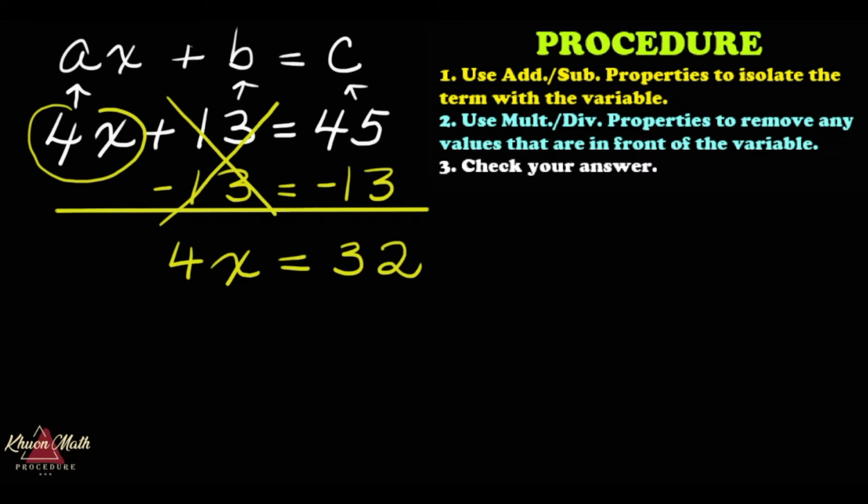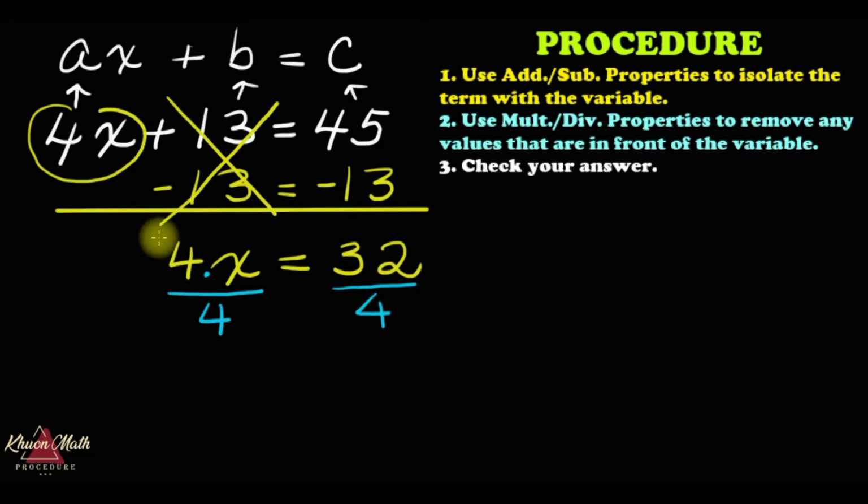Step 2 is to use multiplication or division property to remove any values that are in front of the variable. So here you have the 4 in front of the variable, so it's a times 4. So how do you get rid of the 4? Well, to get rid of the 4, you do the opposite of multiply, and that is to divide by 4. So if I divide this by 4, I gotta do it to the 32.